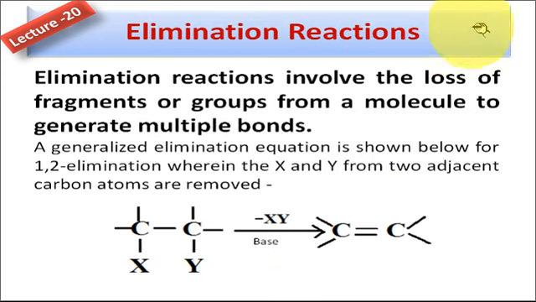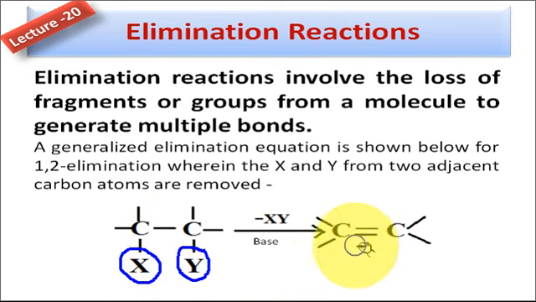What are elimination reactions? Elimination reactions involve the loss of atoms or groups from the molecule, and this loss of atoms results in the formation of a double bond in the molecule. So basically elimination reactions are those in which, due to the elimination of two atoms from the parent molecule, that is the substrate molecule, a double bond is formed in the product, that is, an alkene is formed.